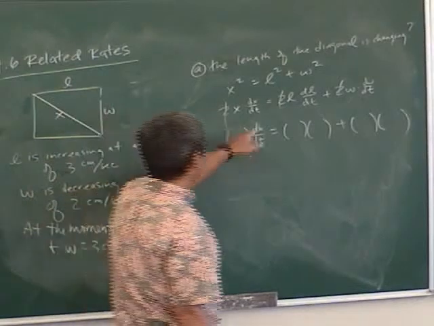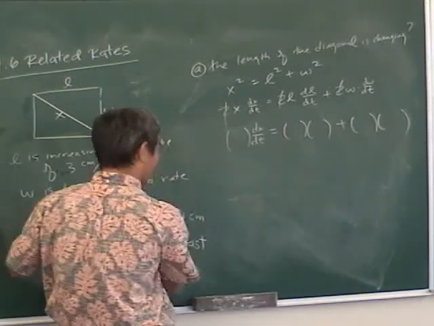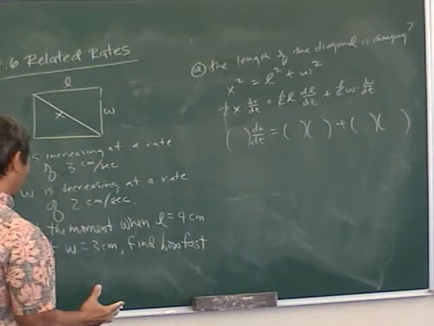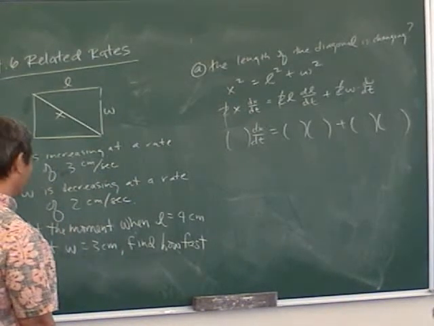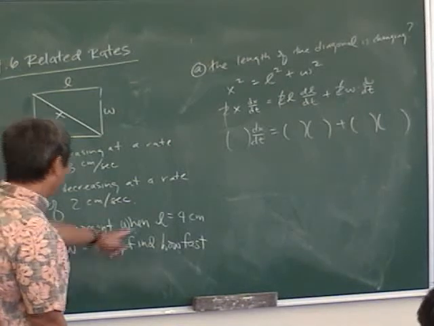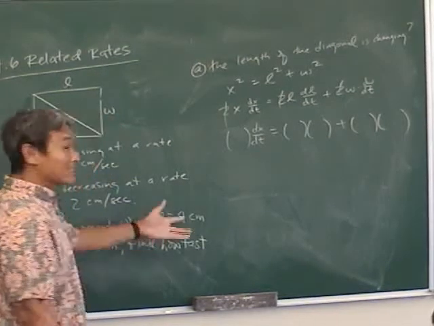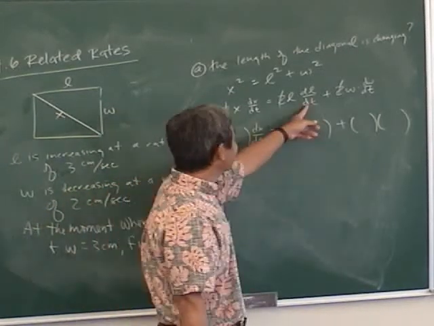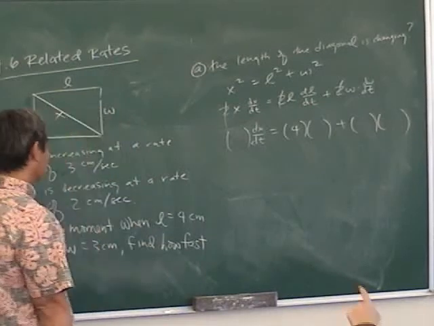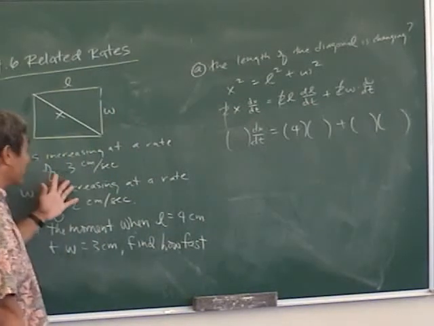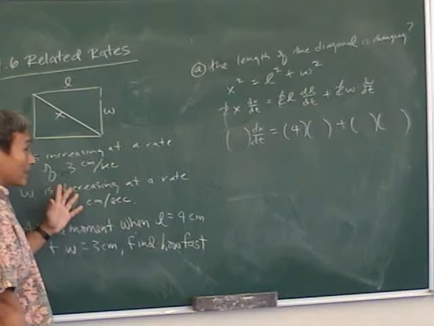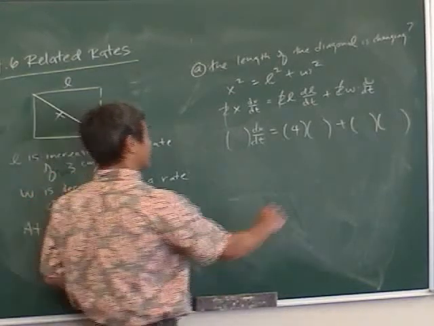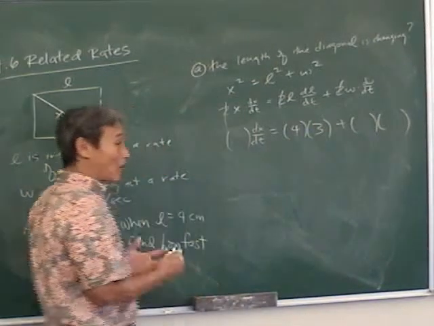Okay? So, at the moment in question, what do I plug in for L, which is the length? Right there. So what number do I plug in for L? 4! It says at the moment when L is 4, you plug in 4 for L. What do I plug in for dL/dt? Well, it says the length is increasing at a rate of 3 centimeters per second. So that's a rate, right? Which means the derivative is 3 centimeters per second. So that's what dL/dt is. It's 3. It's a rate.